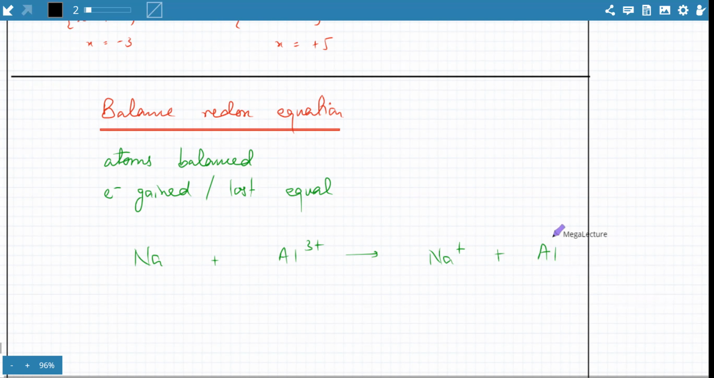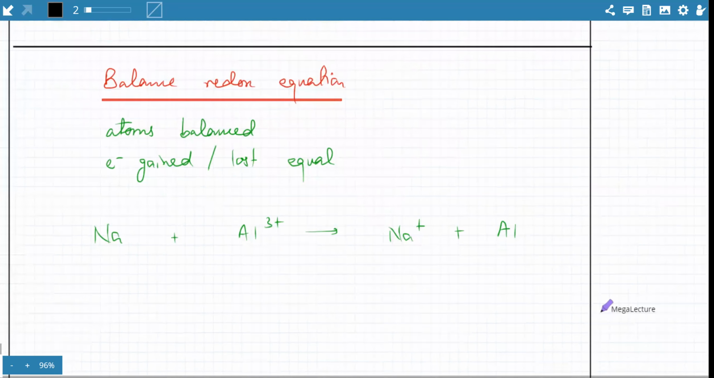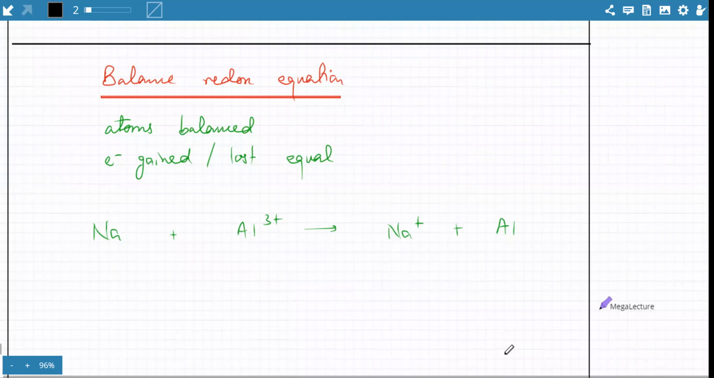So a simple reaction. Now atom-wise, this equation looks perfectly balanced. I mean, there's one sodium on both sides, there's one Al on both sides. ठीक है, मिकाइल will do this. इसके हम काफी questions अभी करेंगे, ठीक है. अच्छा, so atoms are getting balanced. अब ये एक चीज का ख्याल रखो कि when you're trying to balance a redox equation, not only do the atoms have to be balanced, the number of electrons gained and the number of electrons lost must also be equal.